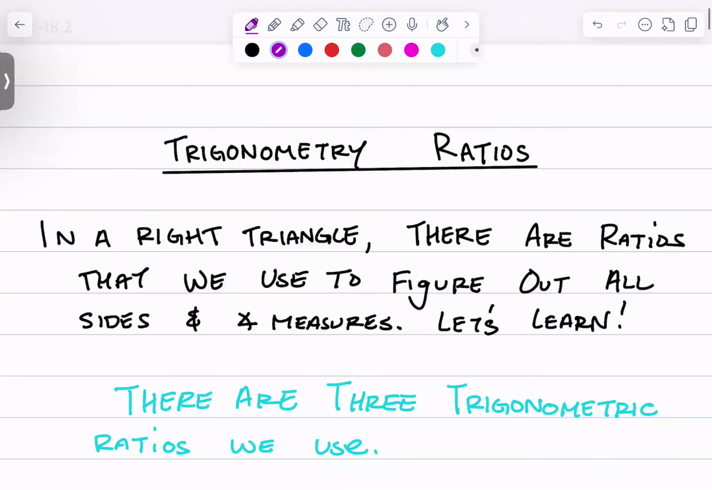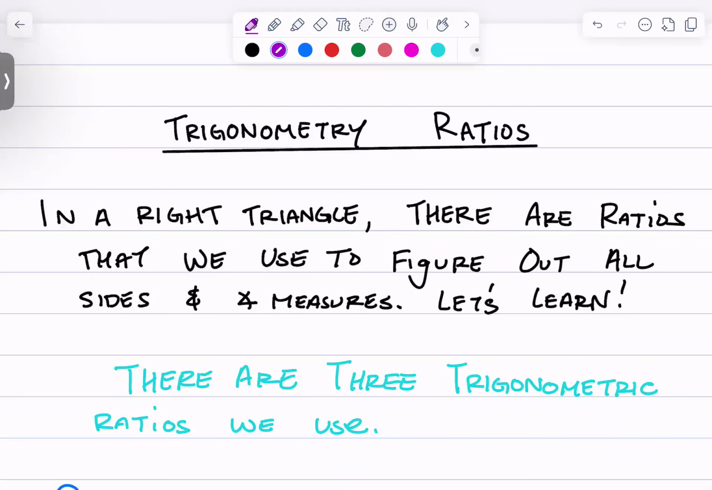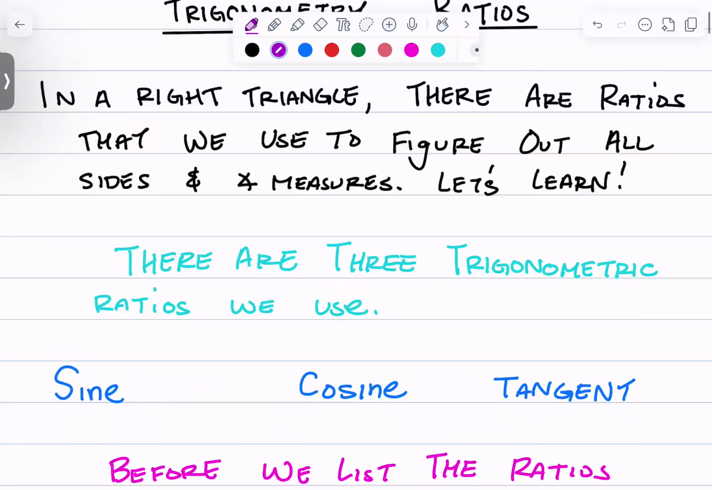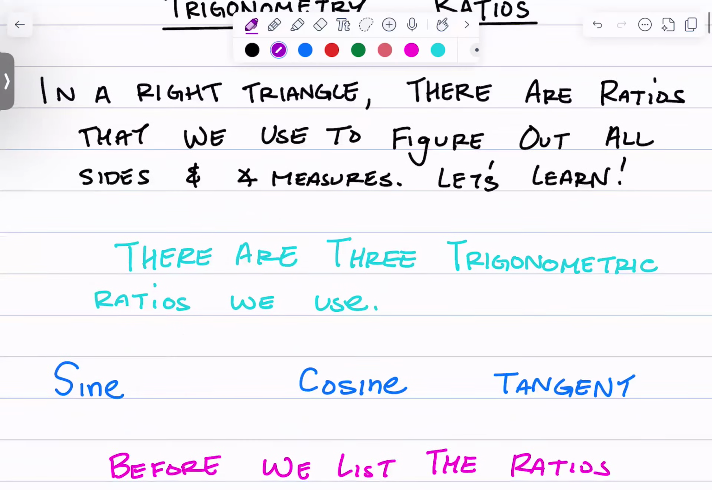This is 18.1 and 18.2 on trig ratios. In trigonometry, the foundation is based off of a right triangle. In a right triangle, there are ratios that we use to figure out all the sides and all the different angle measures. And that's what we're going to do today. You're going to have a missing side or a missing angle, and we're going to use trig ratios to get the angle measures or the side length.